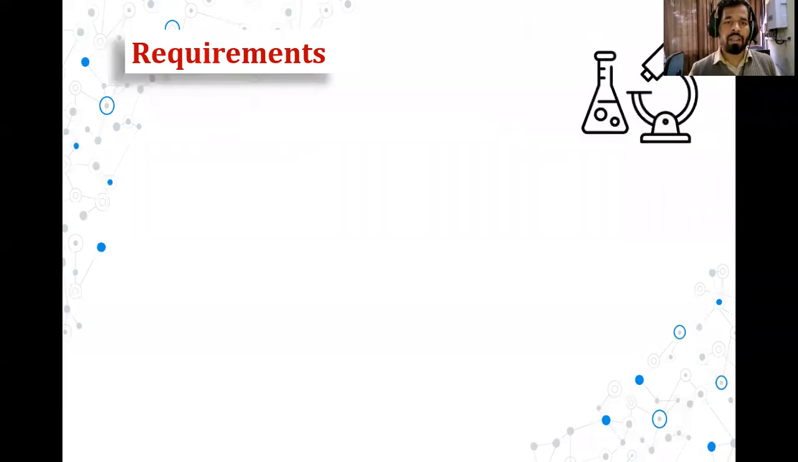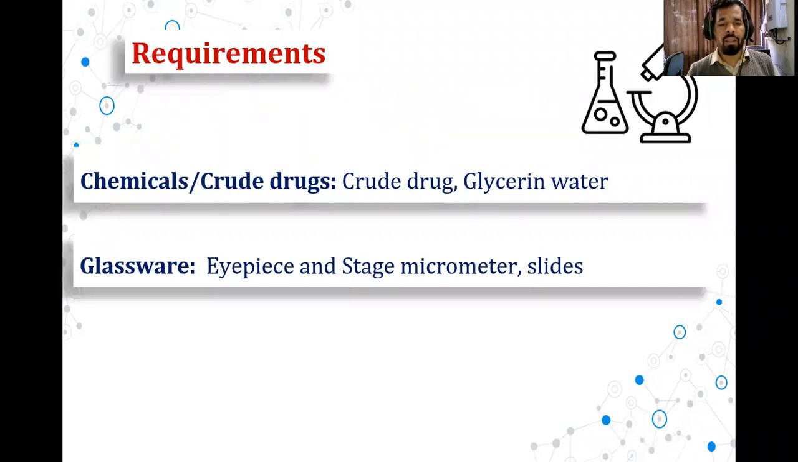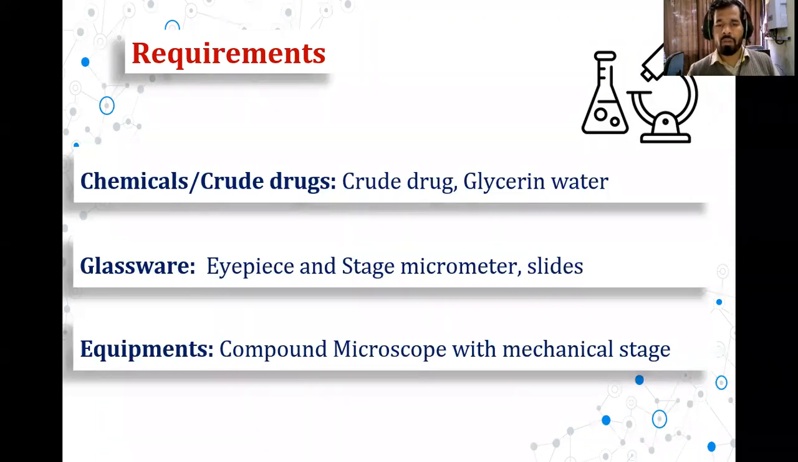Now the next part is requirements. Crude drugs are required, and glycerin water is required. The crude drug is a drug, or the part of a drug, which consists of calcium oxalate crystals, or you can use starch powders like maize starch or wheat starch or any other type of starch. So you can use any crude drug which is suitable for the experiment. That is why I have not mentioned the detail. Then glycerin water is required. In glassware, especially eyepiece and stage micrometers are required, and slides are required. In equipment, a compound microscope with a mechanical stage is required because we need to calibrate the eyepiece micrometer. This mechanical stage plays a very important role.